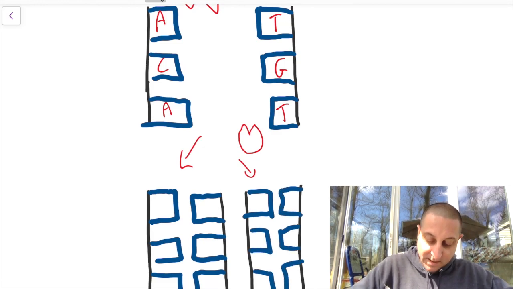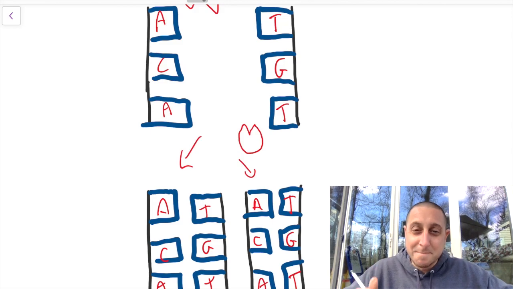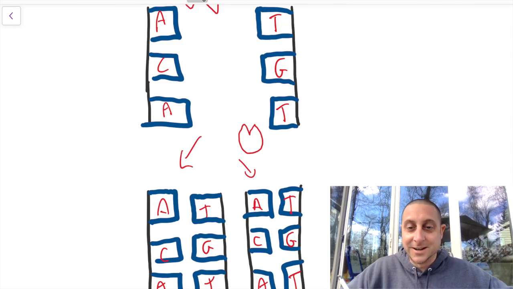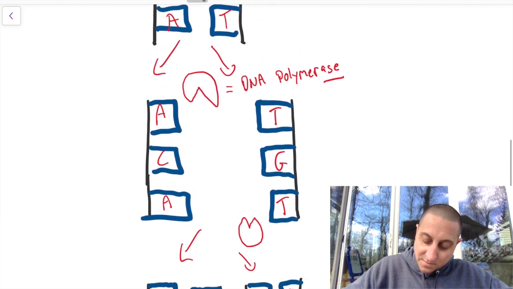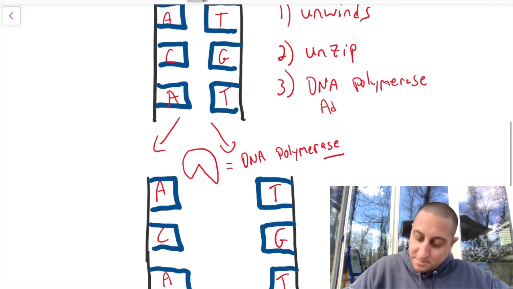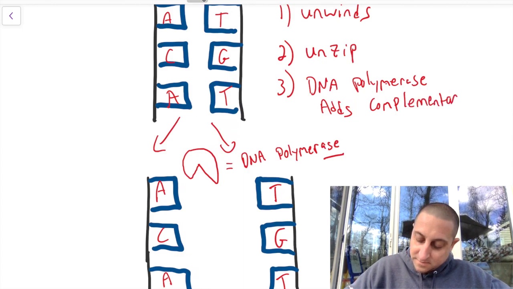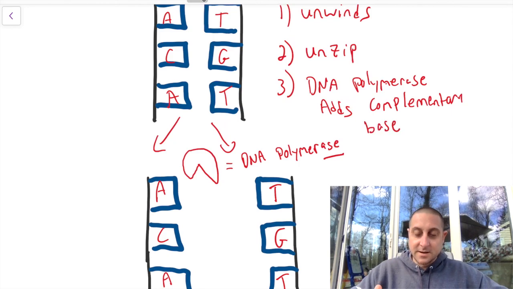So now we have ACA, TGT, ACA, TGT. That DNA polymerase goes and puts the bases on. So step 3, DNA polymerase adds the complementary. That just means the other base, the base that matches it. So if you had A, it's going to add the complement, which is T. So it's going to add the complementary bases.